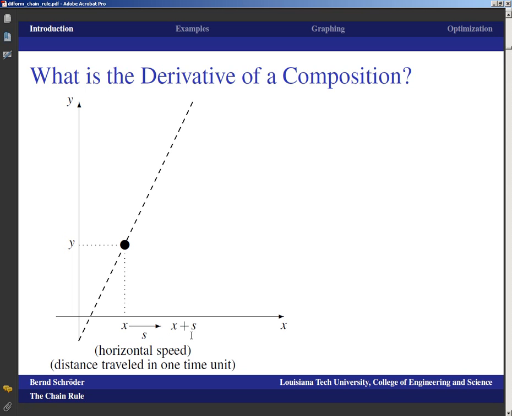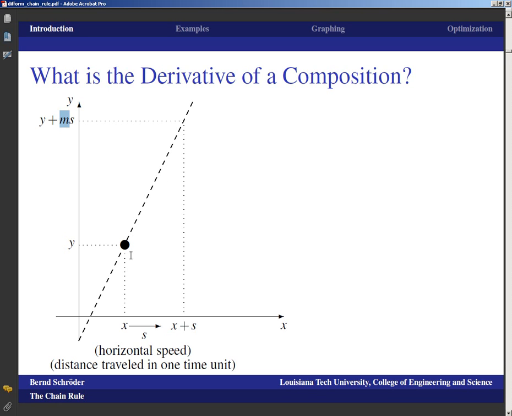So you go from x to x plus s, and that would mean that in the y direction, you go from y not to y plus s, but to y plus ms, right? Because if you remember the slope formula being a rise over run, for a run of 1, you get a rise of m, which means for a run of s, you could get a rise of m times s. And that means that the slope, if we're thinking of this s as a speed, is actually a multiplicative factor that turns horizontal speed into vertical speed.